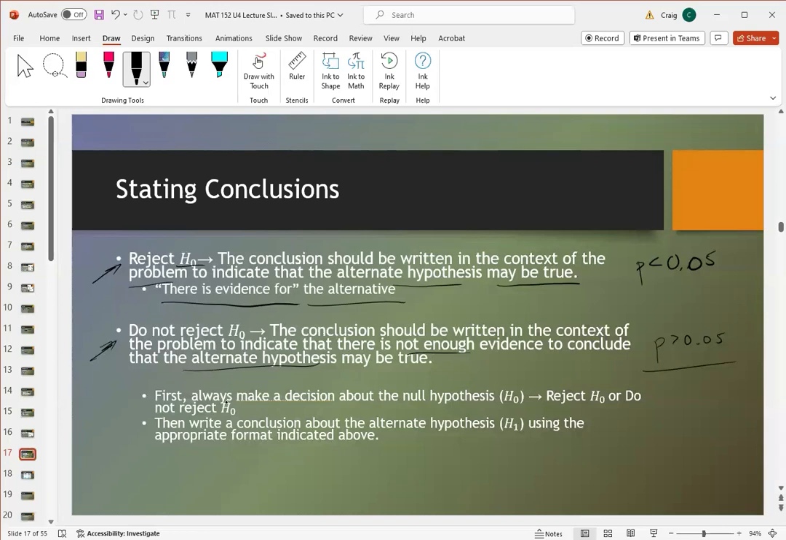Okay, so the idea is first you make a decision about the null. That is always what your decision is based on. Do you reject the null or do you not reject the null? Okay, and we never write words like accept. Okay, it's either you reject or you don't reject. Sometimes you see fail to reject. Either one is fine. And then you write your conclusion about the alternative using what you've stated about the null hypothesis.